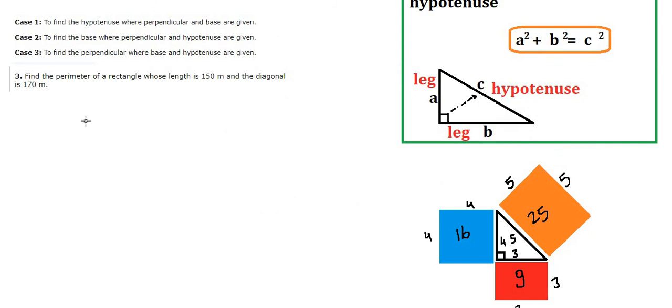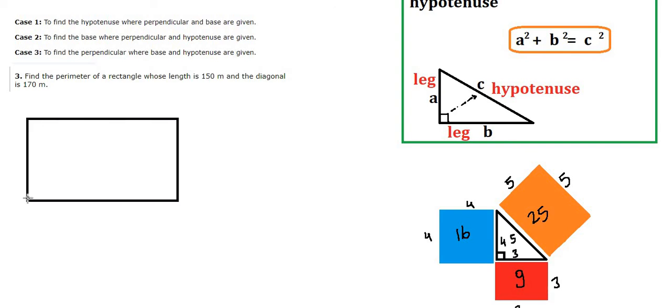Question number 3. Find the perimeter of a rectangle whose length is 150 meter and the diagonal is 170 meter. So we start by constructing a rectangle. And we are given that the diagonal is 170 meter and the length is 150 meter. So we can obtain a right triangle here. So to be able to find the perimeter, first we need to find the width. This is length.